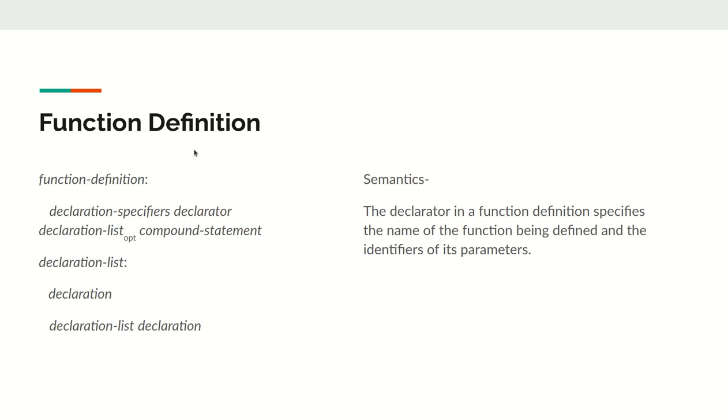We'll revisit the function definition once again: declaration specifiers, declarator, declaration list, compound statement. We just saw declaration specifiers and declarator; declaration list is nothing but a declaration, and again a declaration list, and then the compound statement. Now we'll see the compound statement and how its syntax looks.